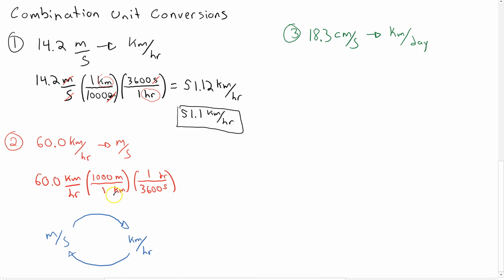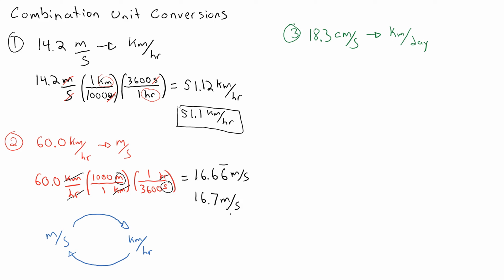As we can see, my kilometers cancel, my hours cancel, and I'm left with meters per second. I do that calculation, and I get 16.66 repeating meters per second. Now, rounding this to 3 sig figs, I would get 16.7 meters per second.